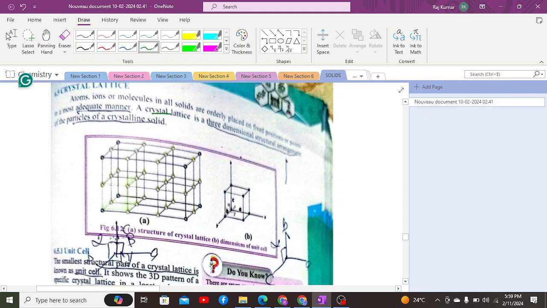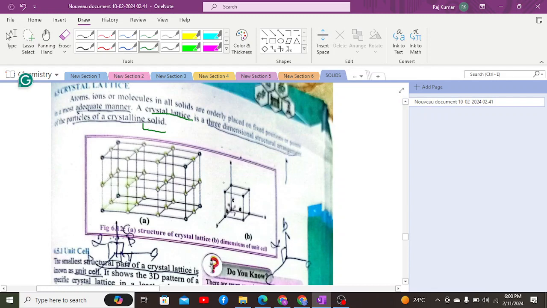Now, a crystal lattice is a three-dimensional structural arrangement of the particles of the crystalline solid. A single crystal lattice can be assumed as a college, and within that college we have a proper, definite geometrical arrangement of different classes, and each class has different chairs inside it, so each class would be known as the basic unit of the college. Similarly, the basic unit for a crystal lattice is considered the unit cell.